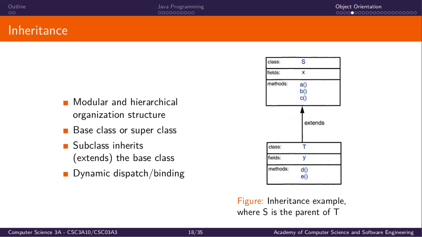Because Java has dynamic dispatch and binding, it starts searching for the implementation of a particular method within the current object, and then moves up the hierarchy to find it if it doesn't find it there. This allows us to do things like overriding methods and so forth.